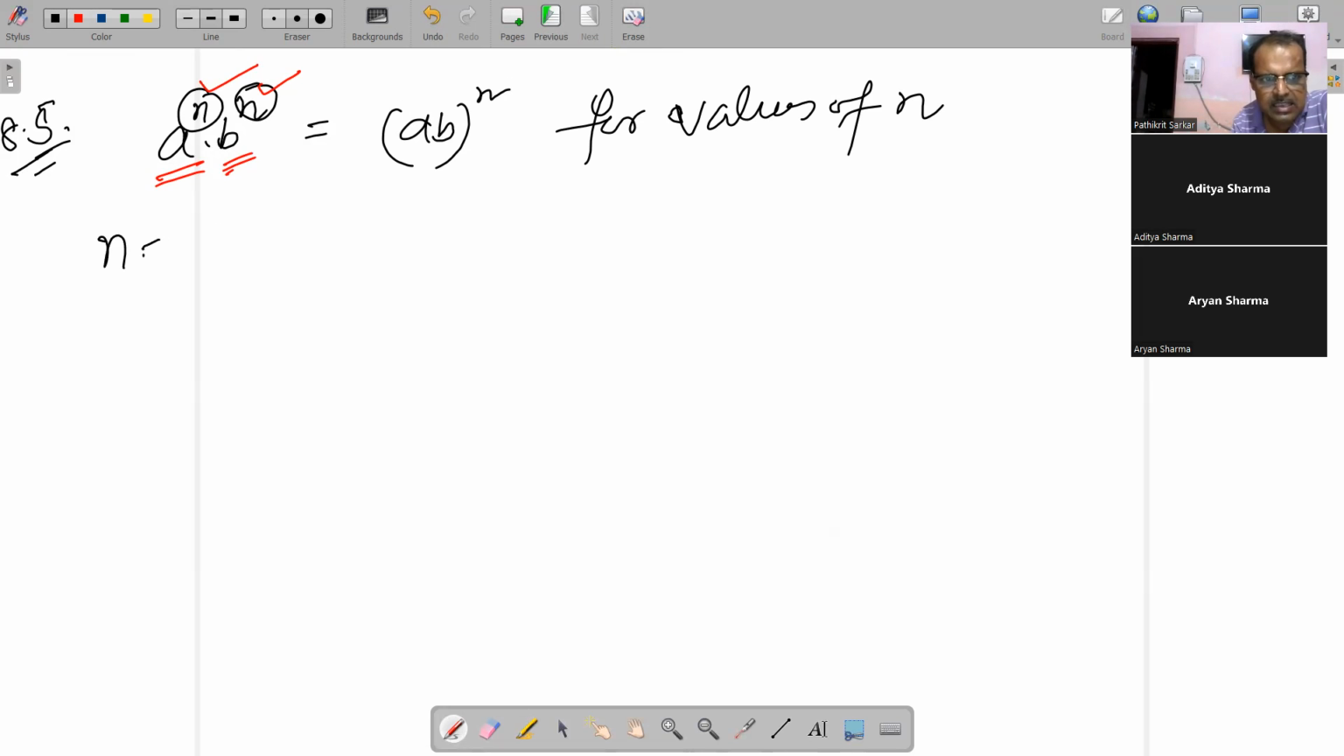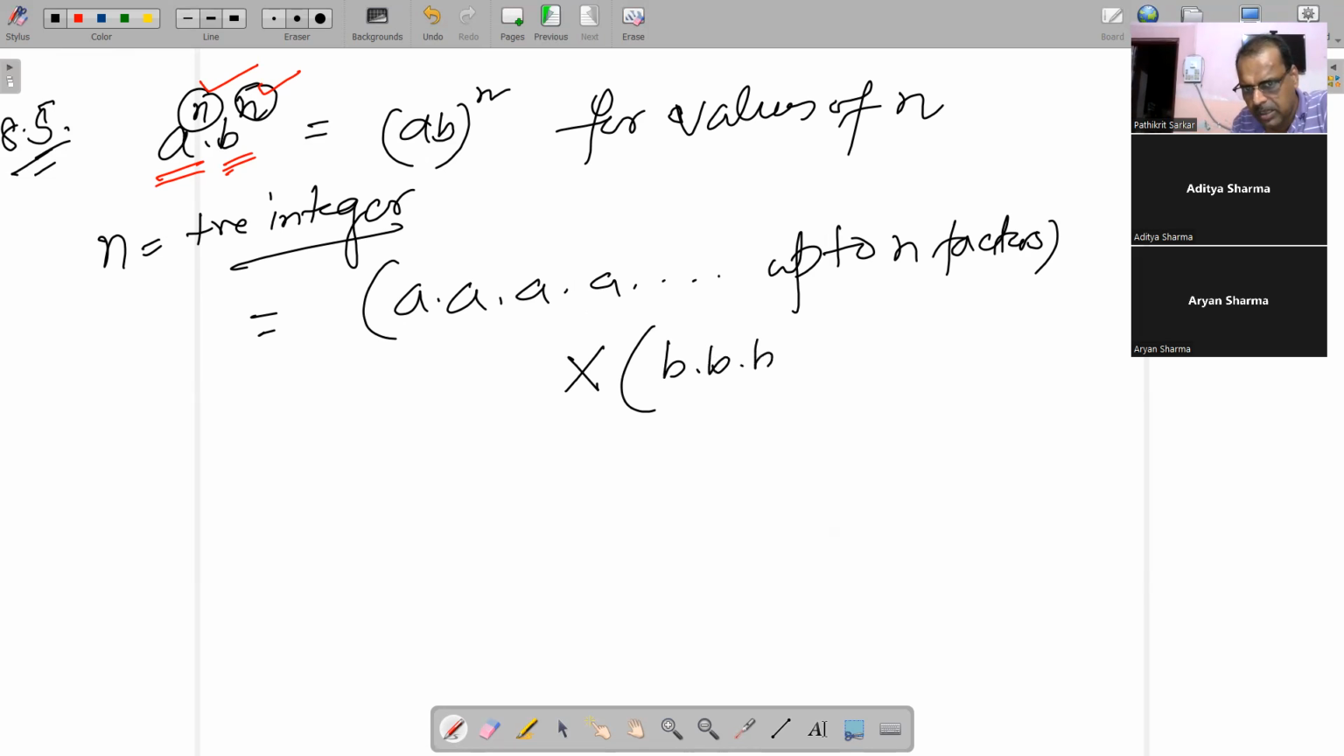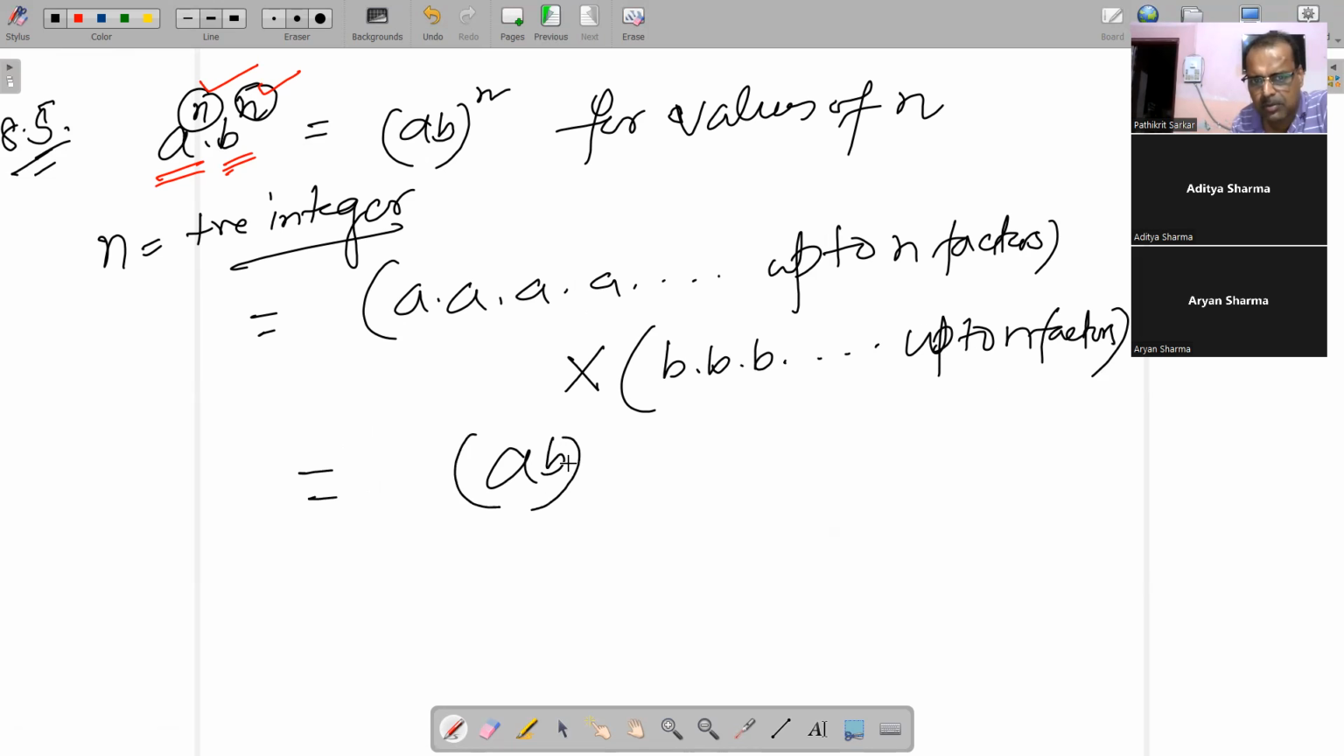Suppose n is a positive integer. Then here it is a into a into a into a, and so on up to n factors. And similarly, here b into b into b, and so on up to n factors. This is the way we can place it. So ultimately this comes down to ab to the power n.